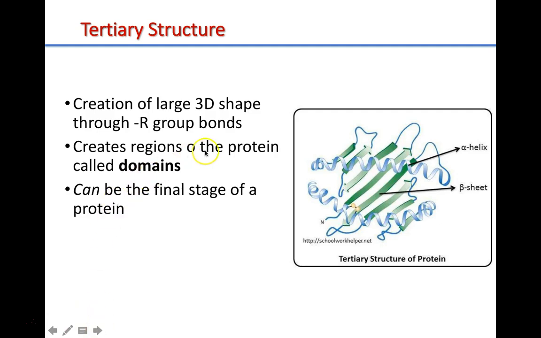Within the tertiary structure, you're going to see regions of proteins, and these are called domains. So if you think of a balled up piece of paper, a little nook within that balled up sheet of paper might be referred to as a domain. And some proteins end right here. So this can be the final stage of a protein, although it's not always the final stage of a protein.